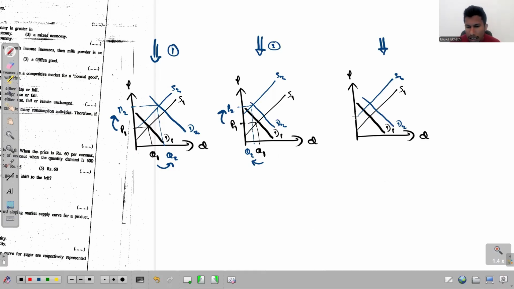Based on the black color lines, you can recognize the initial market price to be P1 and the market quantity to be Q2. And based on the blue color lines, we can recognize that the price has increased, but nothing has happened to the quantity, right? Nothing has happened to the quantity. So Q1 and Q2 are both the same.